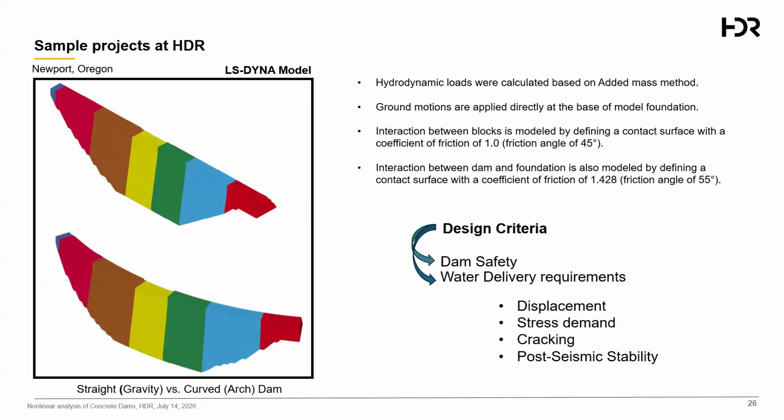And here you can see the LS-DYNA model developed for the dam. Two configurations were considered, a straight or gravity dam and a curved or arch dam, as we talked about. Hydrodynamic loads were estimated using the added mass method, and the ground motions were applied at the base of the foundation. The model also included contact definitions between the blocks and between the dam and foundation.